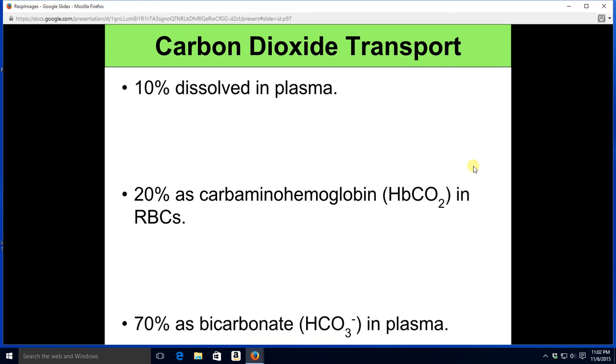Last but not least, certainly not least, last but most, 70% of your CO2 is found within the bicarbonate ion, HCO3-, which is floating in plasma.